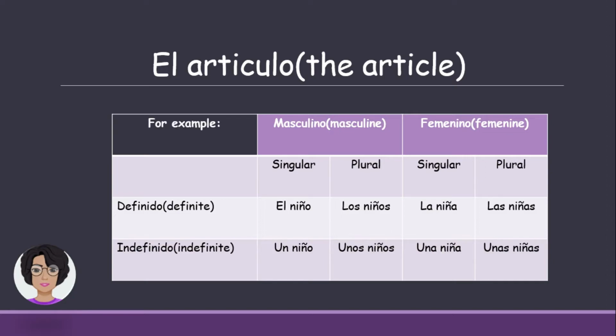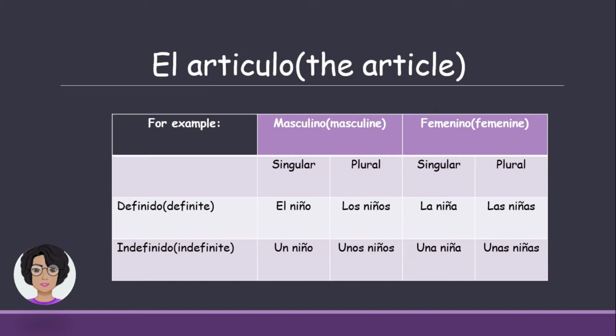Perfect. Okay, so let me give you some examples. So here we have the word niño, which means boy, and niña, which means girl. And let me teach you how to use it with the article. So for singular, for masculine and definite article, we should say el niño. Then for plural, we have los niños. And then in the feminine, we have la niña and las niñas. As indefinite, we have un niño, unos niños for masculine, una niña, unas niñas for feminine.